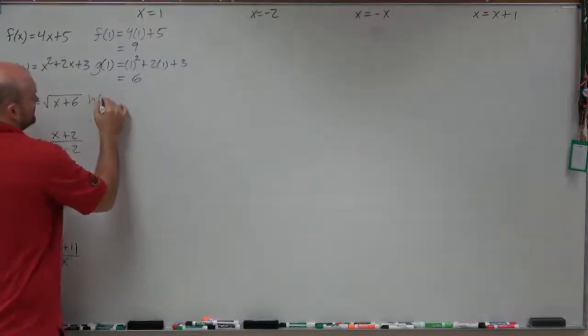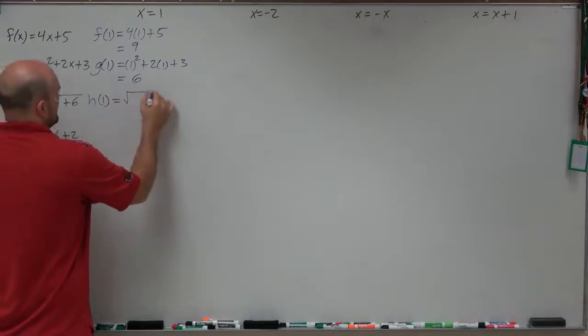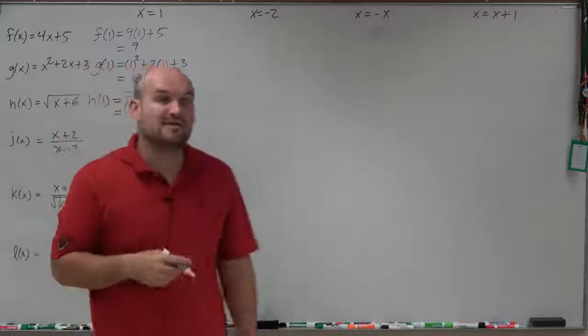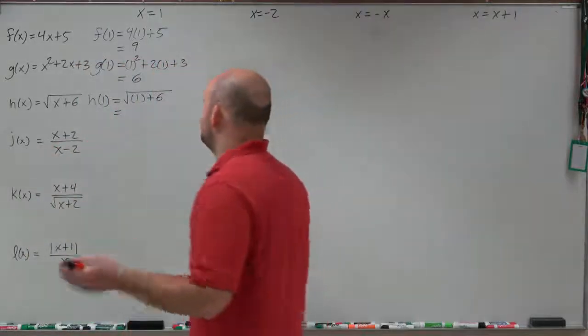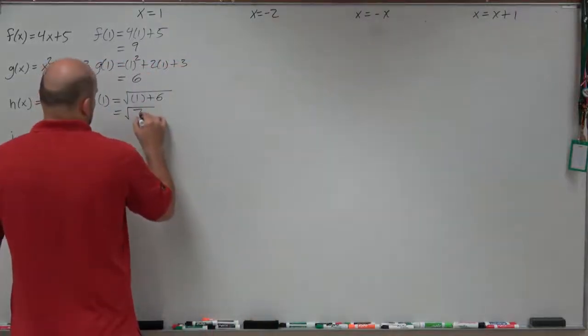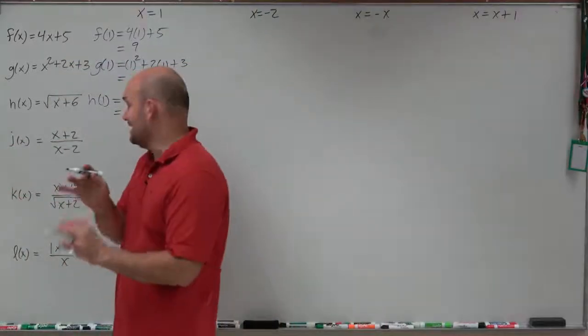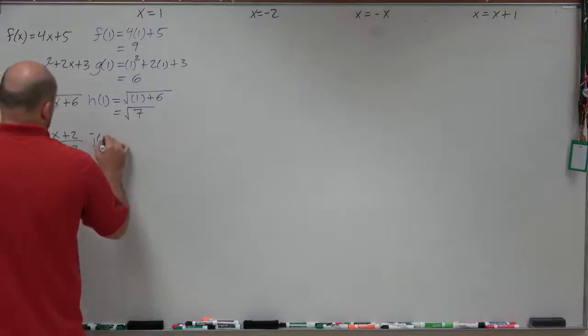Here I have h of 1. Again, we're just doing the same thing. 1 plus 6. 6 plus 1 plus 6 is going to be 7. Square root of 7 cannot be simplified, so we'll just leave it as the square root of 7. I don't want to approximate to any kind of decimals or anything crazy here.